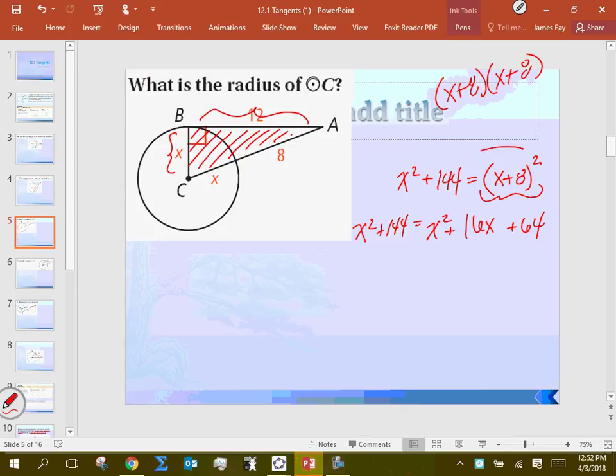That is a very, very common thing for the ACT to do to you and the end of course exam to do to you, because they know a lot of people want to just take x and square it, 8 and square it. You have to know that that's foiling and you got that 16x. So now what happens with your x squareds? Drop out. I got 144 now. It's a two-step equation.